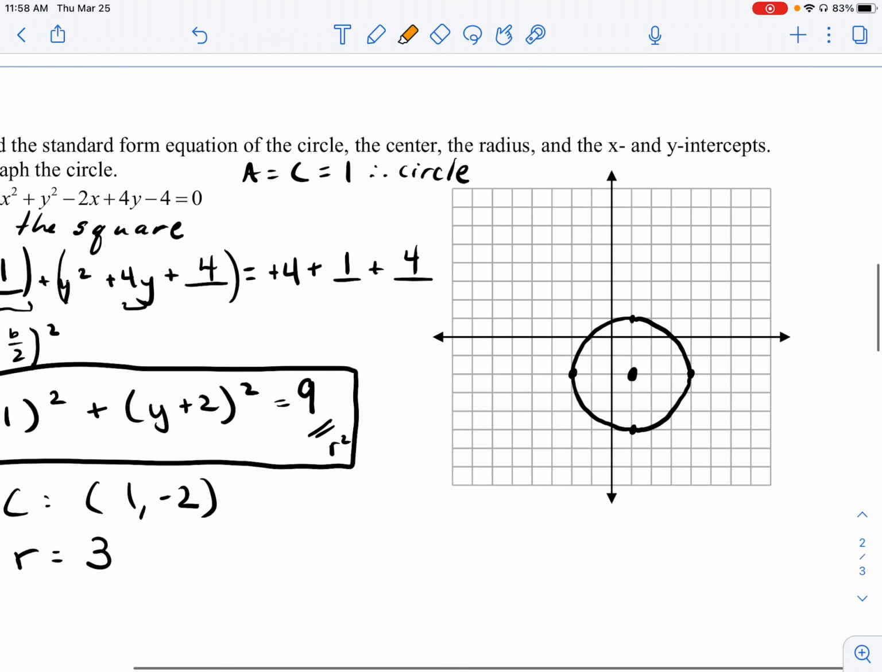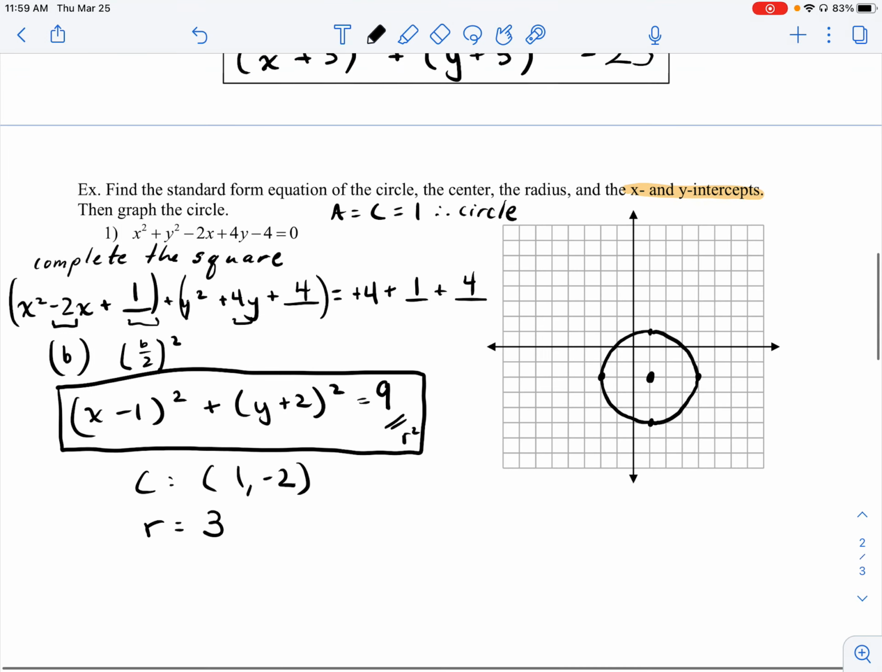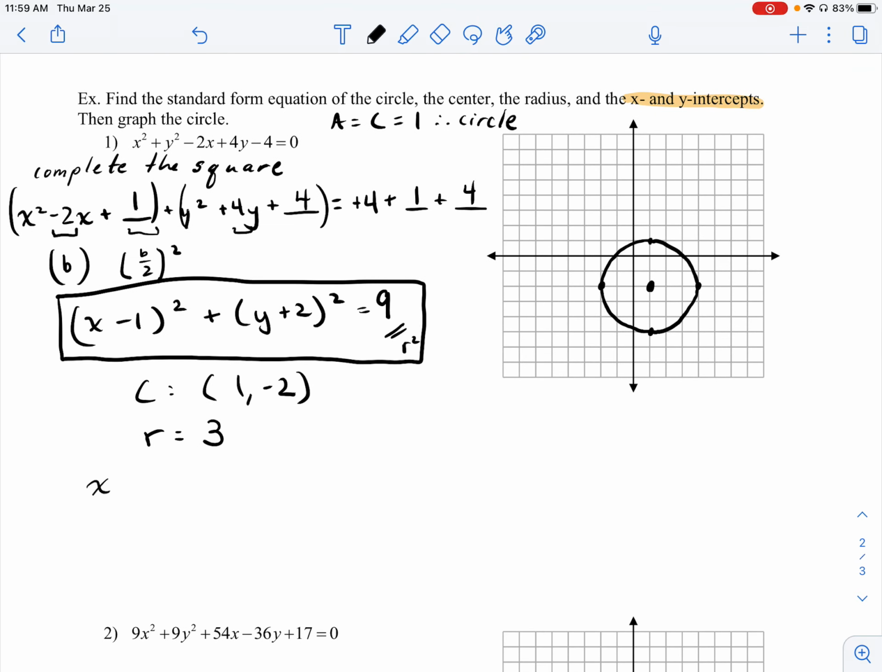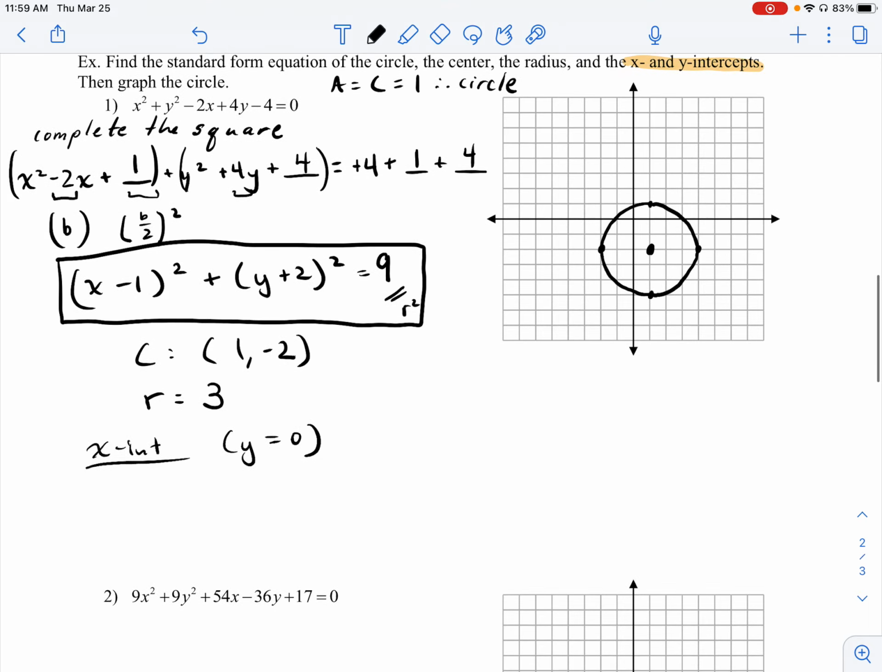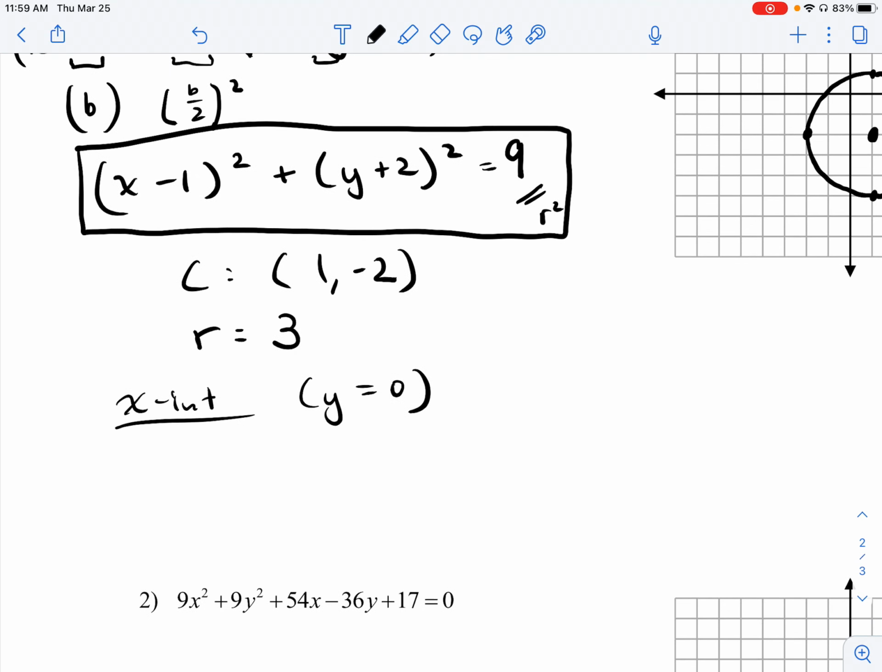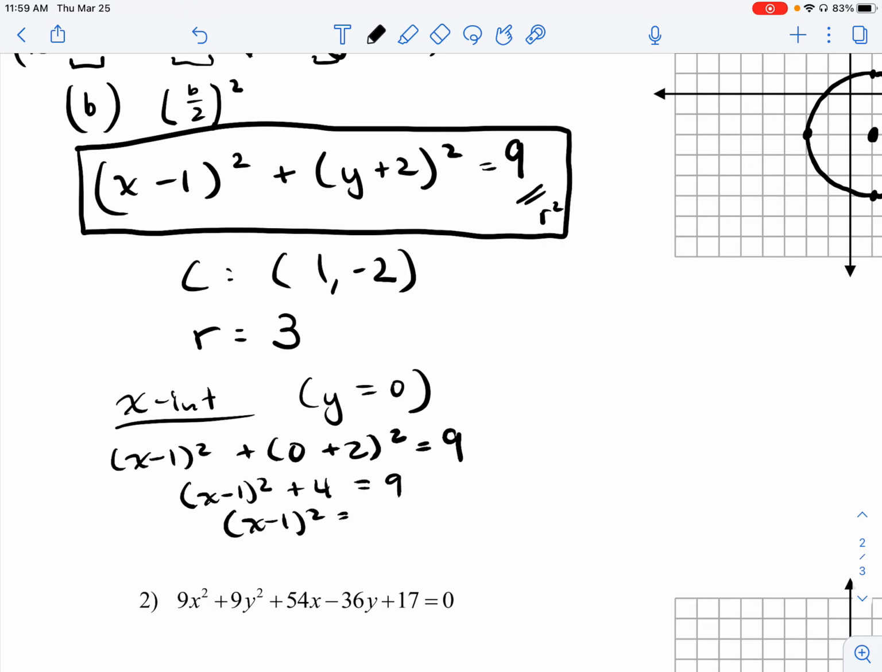The one part I haven't answered yet is how about those x and y intercepts? Well, this is just algebra review as well. How would we find an x-intercept? We know that an x-intercept means y is equal to 0. So you take your standard form equation that you have here and then just plug 0 in for y. So we have x minus 1 squared plus 0 plus 2 squared is equal to 9. And then that means x minus 1 squared plus 4 is equal to 9. Cleaning this up here, that should be equal to 5. If I then take the square root of both sides, extract those roots, I've got x minus 1 is equal to plus or minus root 5.